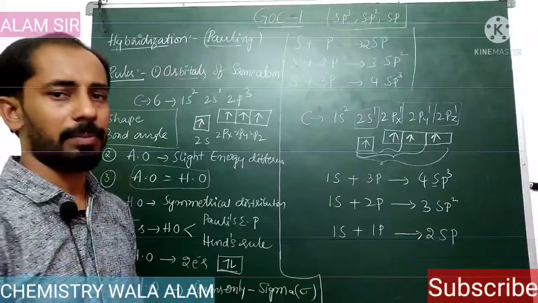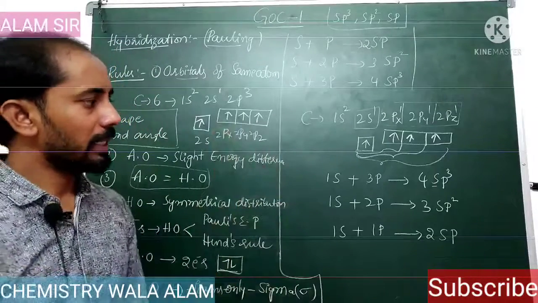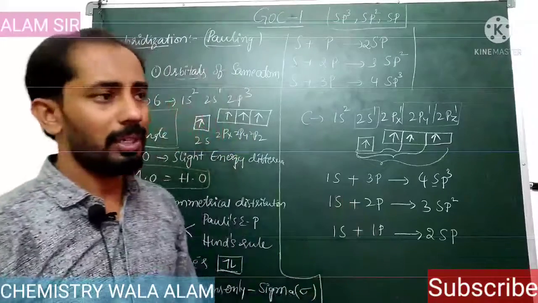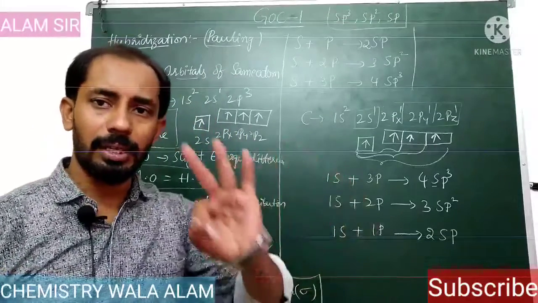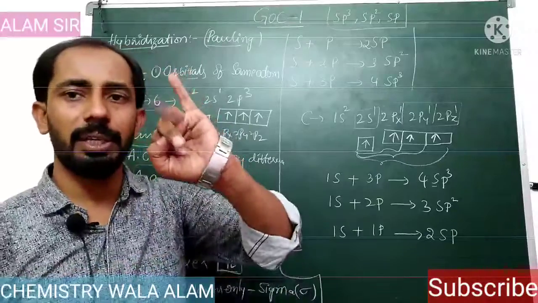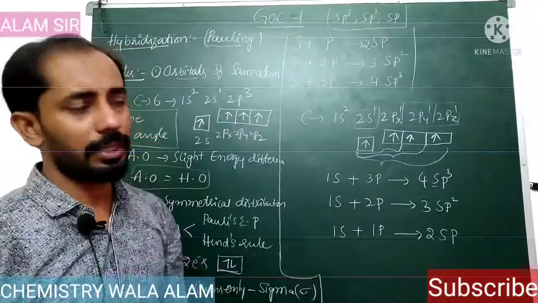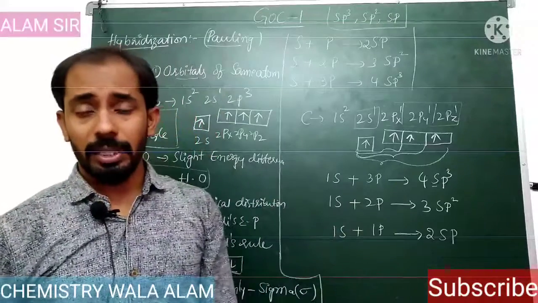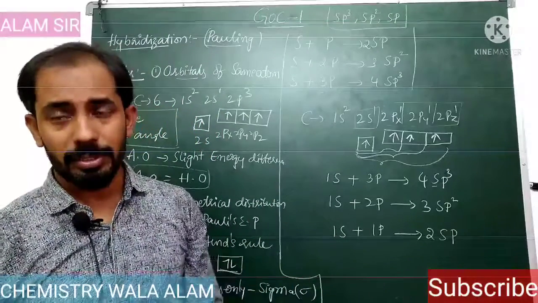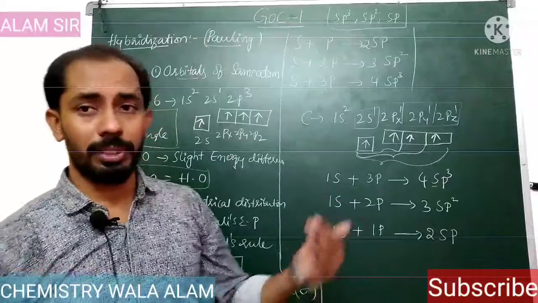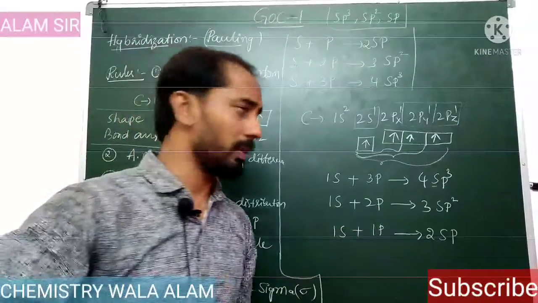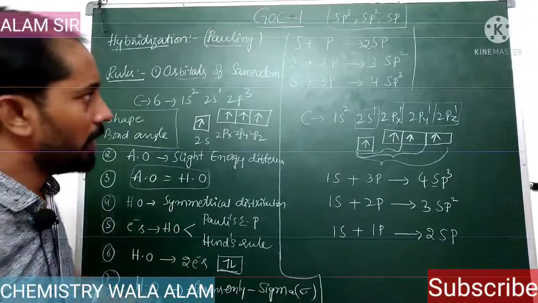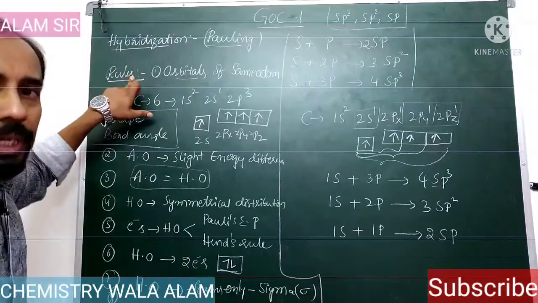This is how the different types are based on the number of atomic orbitals involved in hybridization. In organic chemistry, mainly only 3 are discussed: sp, sp2, sp3. In chemical bonding we will discuss sp3d, sp3d2, sp3d3, dsp2, d2sp3, and so on. But in organic chemistry only the 3 will be discussed. Now, the rules for writing the hybridization.